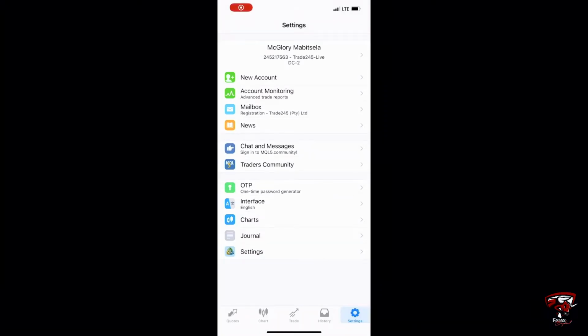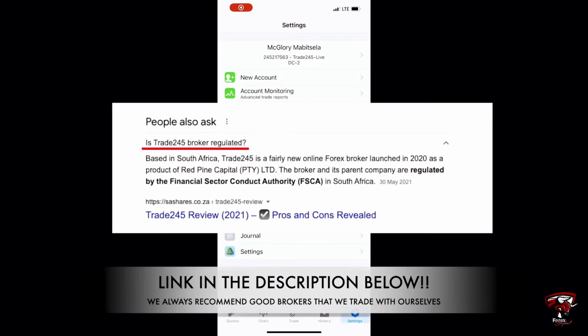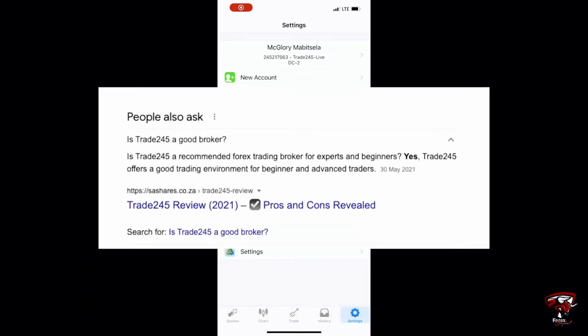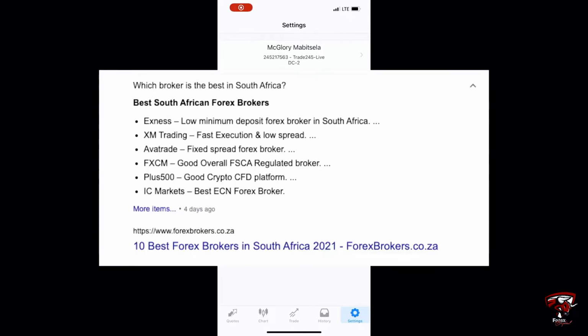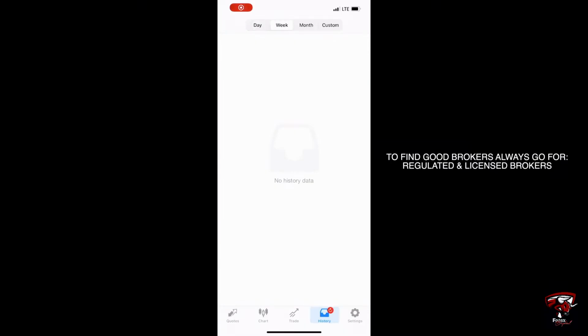I opened this account on Sunday, which was the 29th of August. The broker I'm using currently is Trade 245 and it's FSC regulated in South Africa, and currently it's also a licensed broker, so it's trustworthy. I would recommend it for SA citizens, and if you're from outside of South Africa, you can use any broker of your choice. However, from our own experience, we also recommend XNES as an international broker because it's licensed and also regulated. Make sure, guys, every time you want to look for brokers, always look for these two things: whether it is licensed and also regulated.